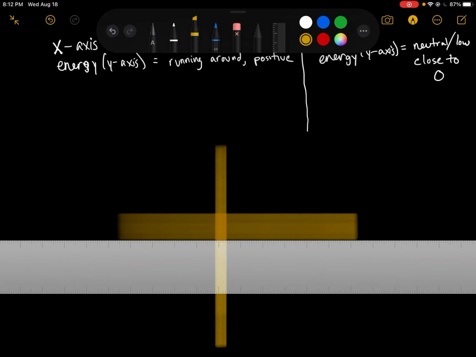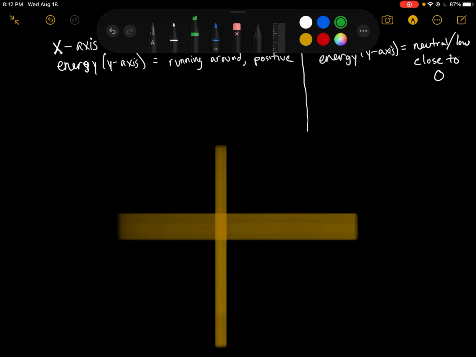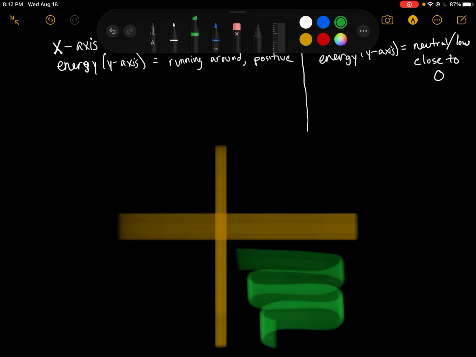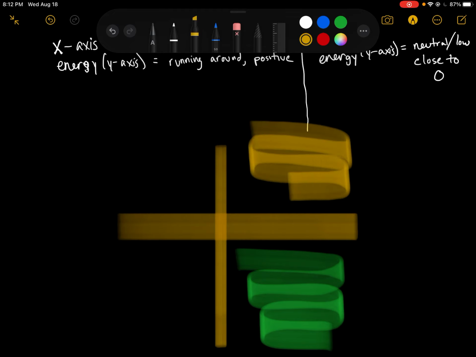We use colors. So green as a color, we put in the bottom right. This is that chill, I'm feeling good color. Yellow as a color, it's like the sun. High energy, happy, positive, but we're jumping out of our seat.